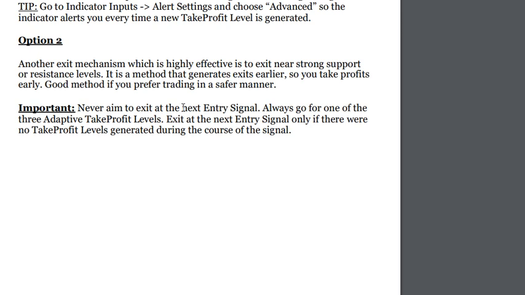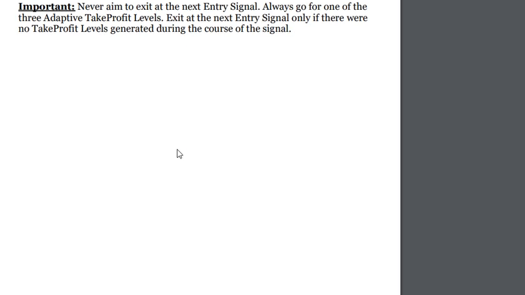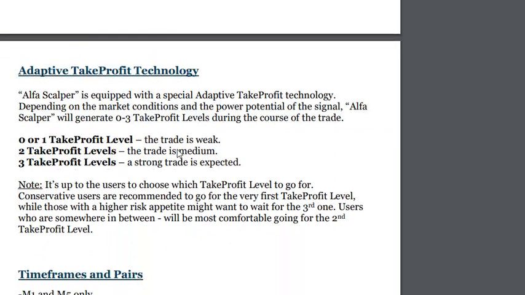Never aim to exit at the next entry signal. Always go for one of the 3 targets. It does say exit at the next entry signal only if there were no take profit levels generated. That would mean to me that maybe the market's not moving and you're stuck in a trade that's probably going no place.